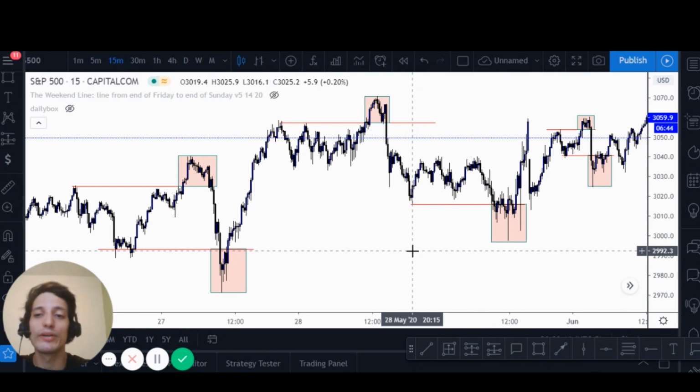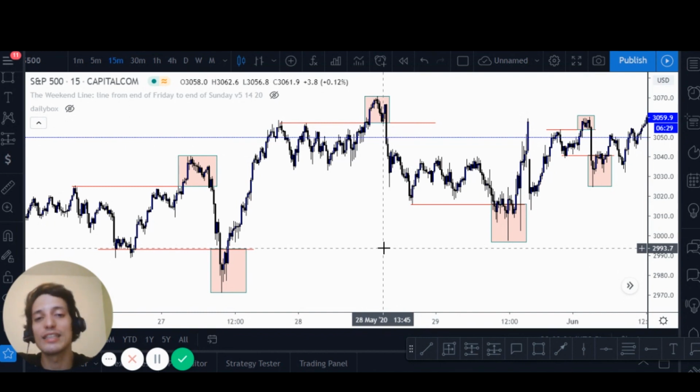So just remember, not all support and resistance is your friend, since there will be liquidity above old highs and below old lows.